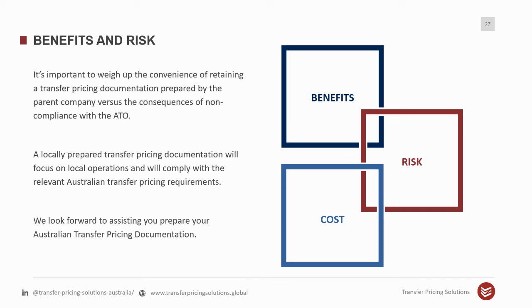A locally prepared transfer pricing documentation will focus on the local operations and will comply with the relevant Australian transfer pricing requirements. So if you do have foreign prepared transfer pricing documentation, we can leverage significantly off that and bring in the 5 questions and the 815 transfer pricing legislation, take your global documentation, find out the facts and circumstances of the local operations here in Australia, and then make sure that we're applying the legislation to that as well. So having that documentation in place is obviously going to be a benefit, and we can leverage off that.